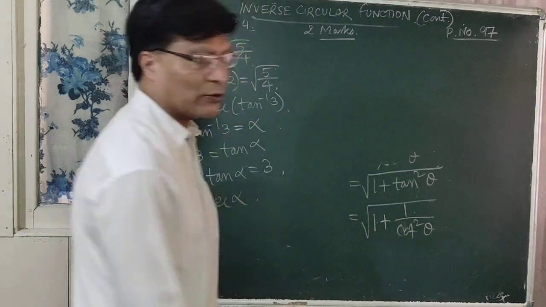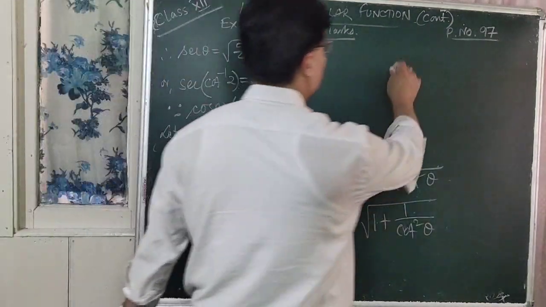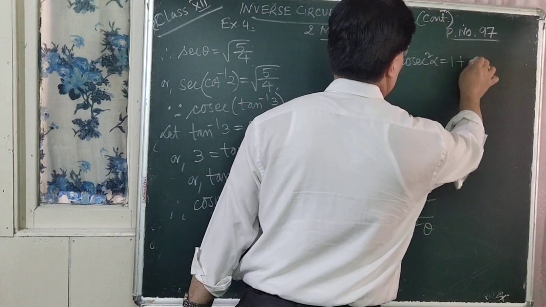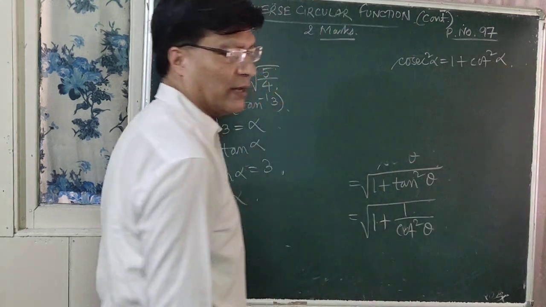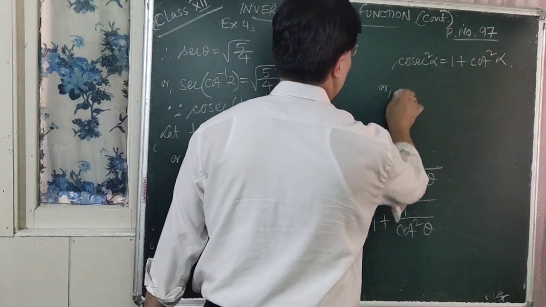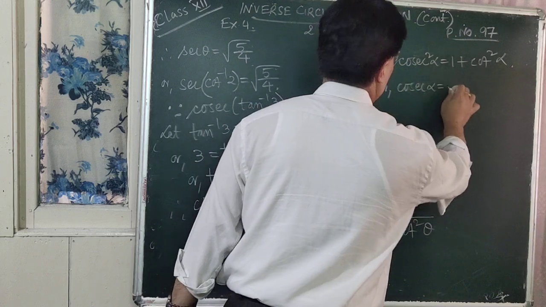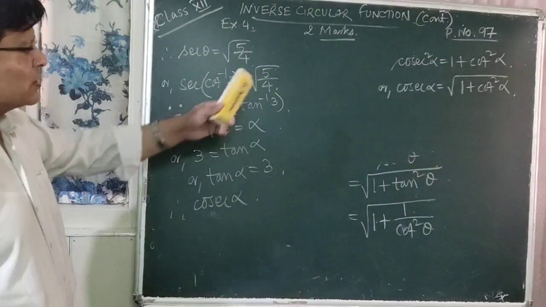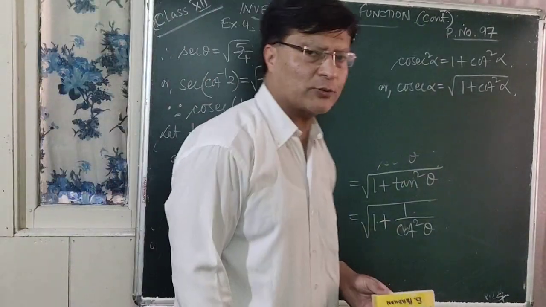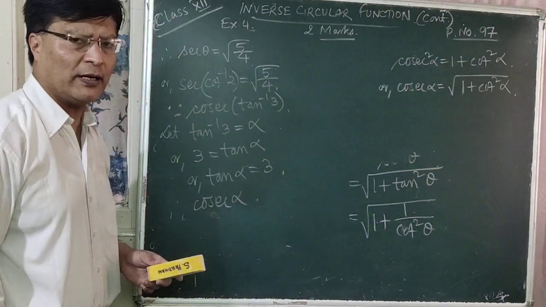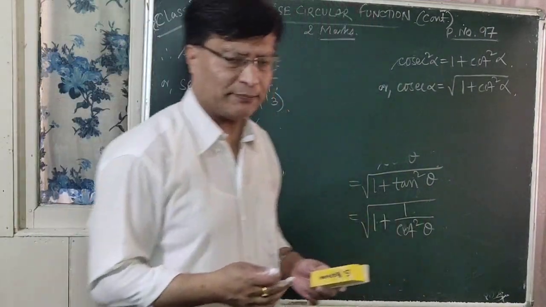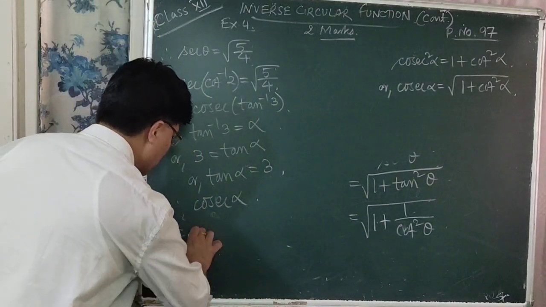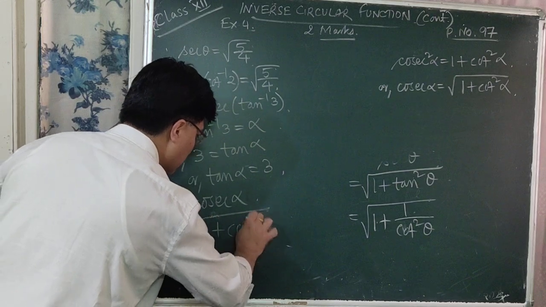So now you know the formula for cosec alpha in terms of cot, isn't it? So cosec square alpha is equal to 1 plus cot square alpha, right? Or cosec alpha is equal to root over 1 plus cot square alpha. You can use that formula. But you should know the formula cosec square alpha is equal to 1 plus cot square alpha. This formula is also done in class 10. So cosec alpha is equal to root over 1 plus cot square alpha.